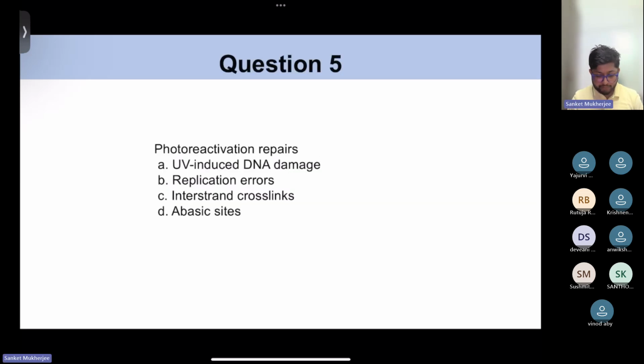Question 5. Photoreactivation repairs A, UV-induced DNA damage, B, replication error, C, interstrand crosslinks, or D, abasic sites? You can answer in the Q&A section, or you can raise your hands if you want to answer. It's again a UV-induced DNA damage.